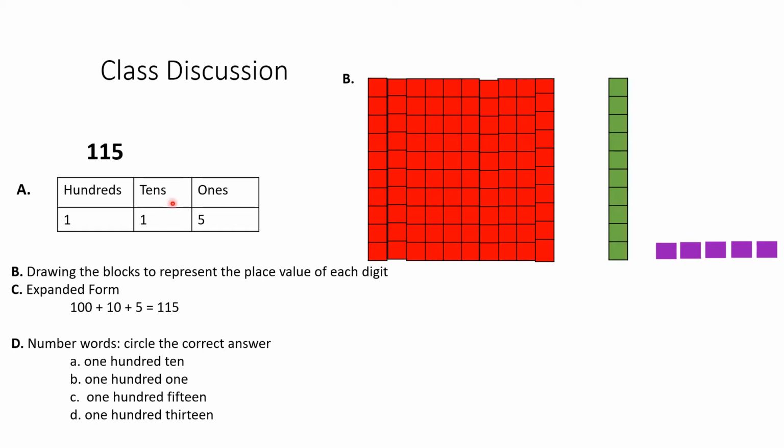And then for the tens, how many blocks of 10 do I need? 1. So that's why this one is in green. I have one whole block of 10. 1, 2, 3, 4, 5, 6, 7, 8, 9, 10. So this belongs in the tens. This belongs in the hundreds. And in the ones we have 5 individual blocks. 1, 2, 3, 4, 5, and that's it.